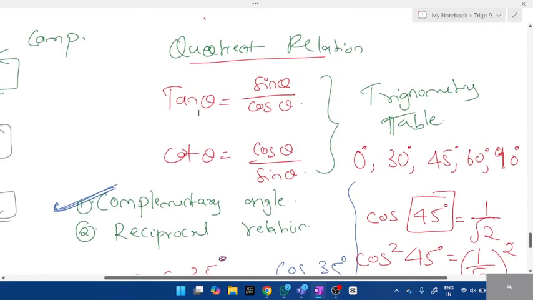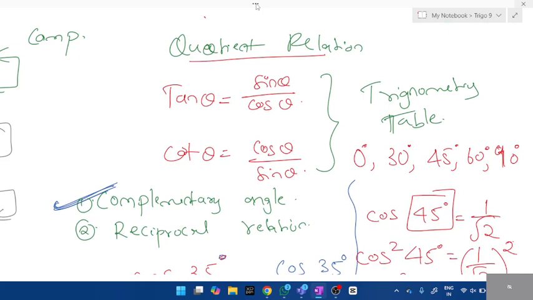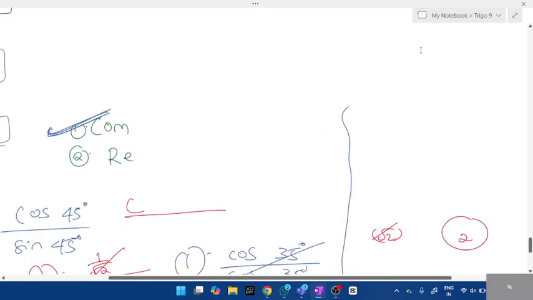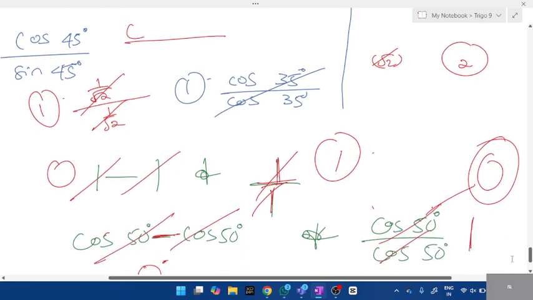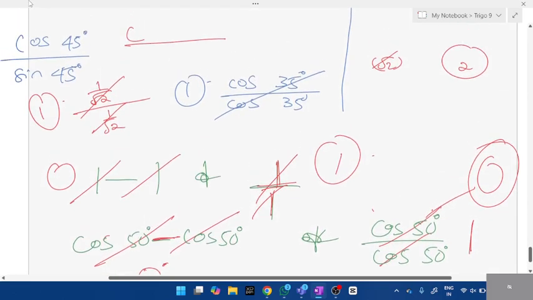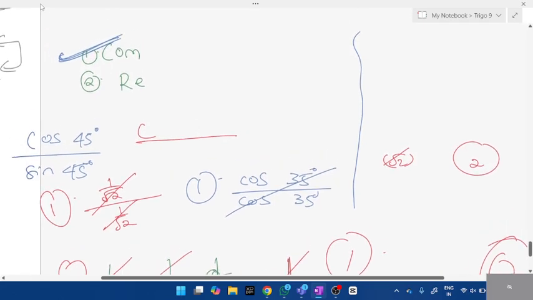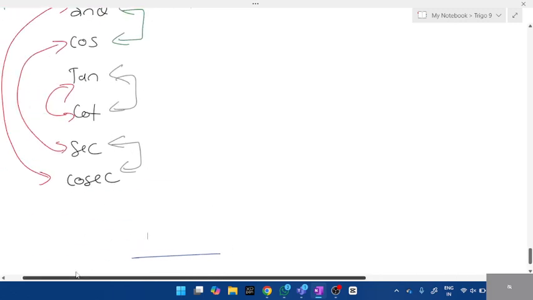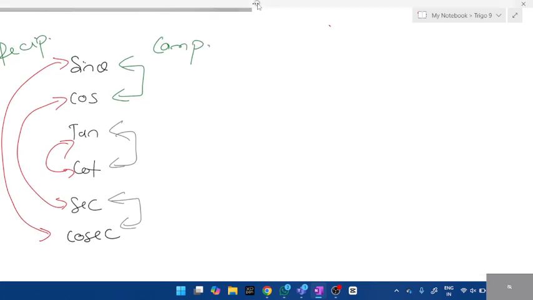What is left? Anything left? Will you remember any other concept which we studied? There's one concept left. Who can tell me that? Correct. The last concept is square relation. Yeah, square relation. Can you tell me all the three formulas? What are the 3 formulas?